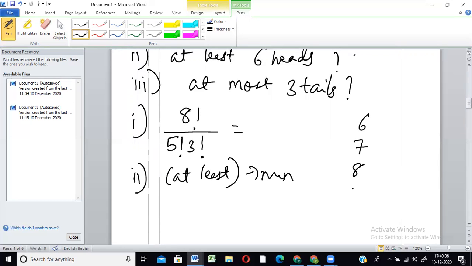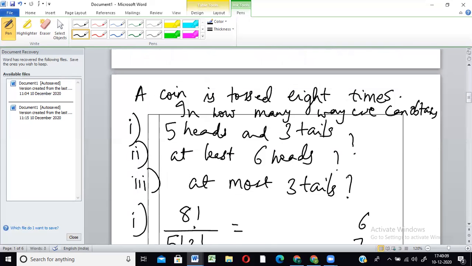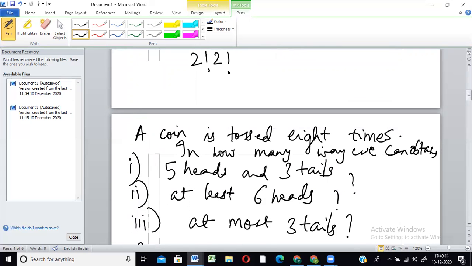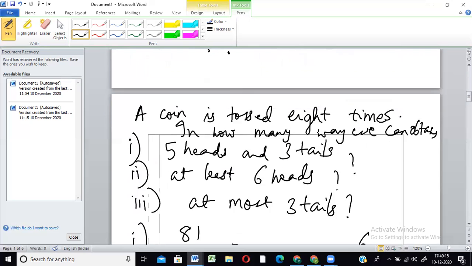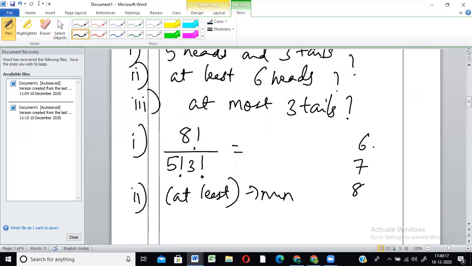Will 9 heads do? No, 9 heads will not do, because the coin is only tossed 8 times. So 9 is beyond the number of times the coin is being tossed, so 9 is not possible. So you can either have 6 heads, 7 or 8, right? If there are 6 heads, then what will be the remaining number of tails? So the remaining will be 2 tails, because in total the coin is tossed 8 times. So 6 times we're getting heads, so 2 times you will have to get a tail.